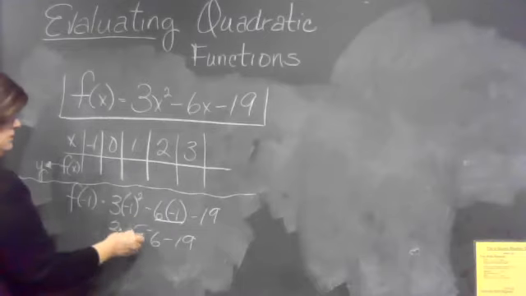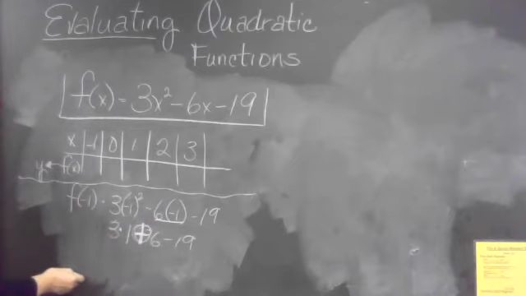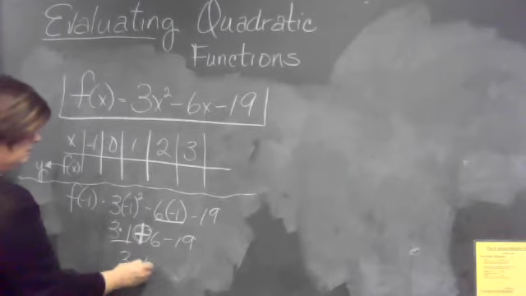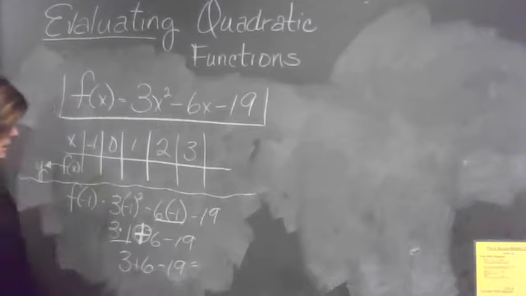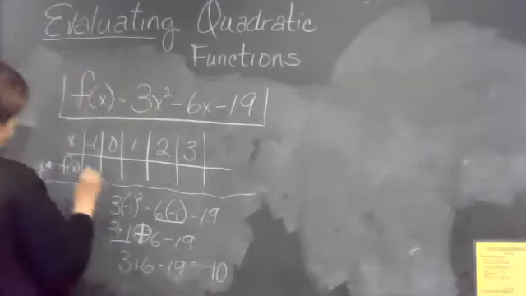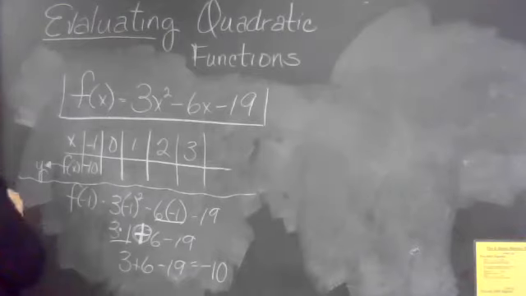Okay, minus a negative turns into a plus, minus a negative turns into a plus. So now I have 3 plus 6 minus 19. When you do that on your calculator, you should have a -10. Is that what you all got? Yes.